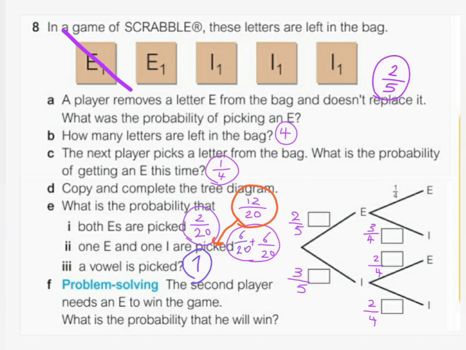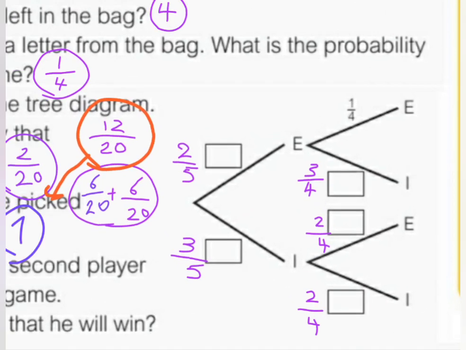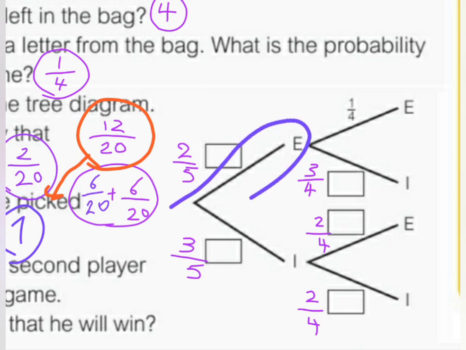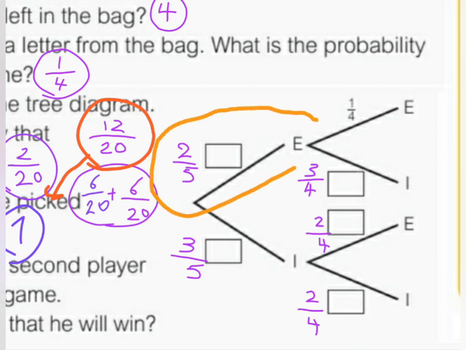Now, question F. In question F, the second player needs an E to win the game. What is the probability that he will win? Now, if he needs an E at the end of the game, he must have taken an E at the beginning or an I. So depending on what he's taking, we're going to follow the line of probability. So first things first, we will count that he took an E and he needs an E at the end.